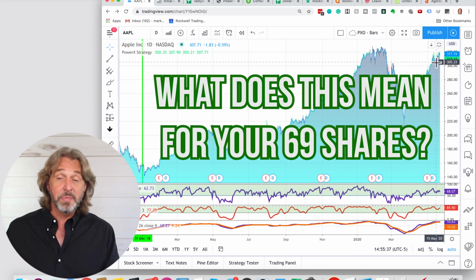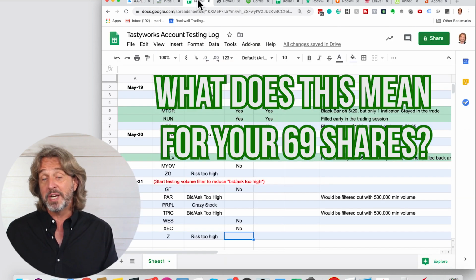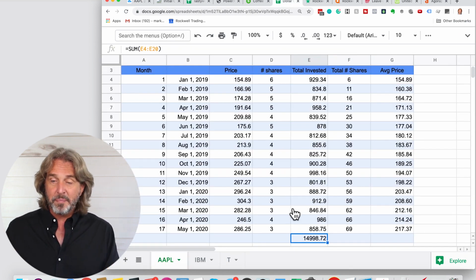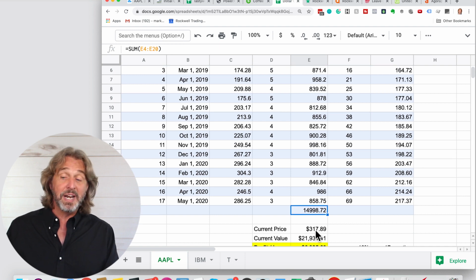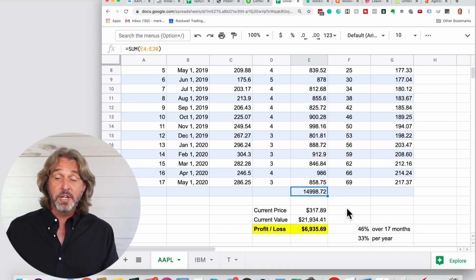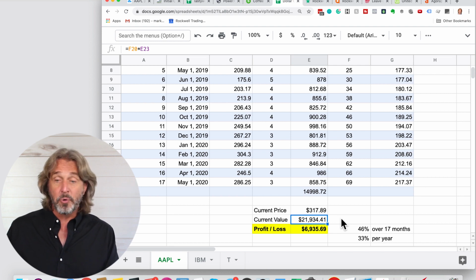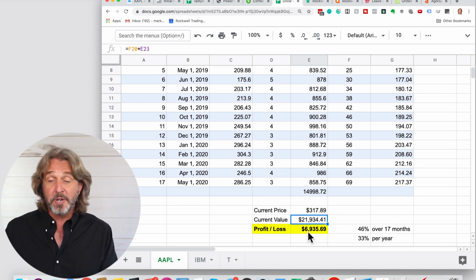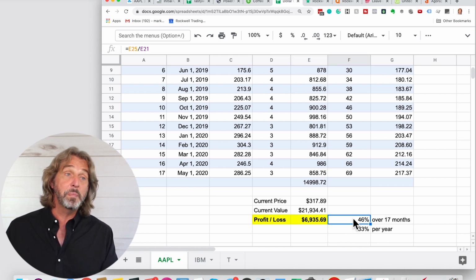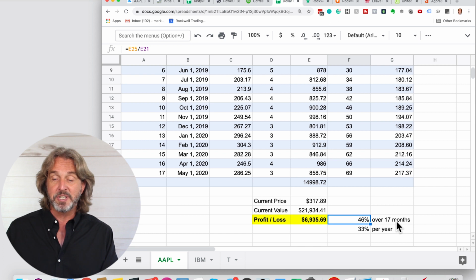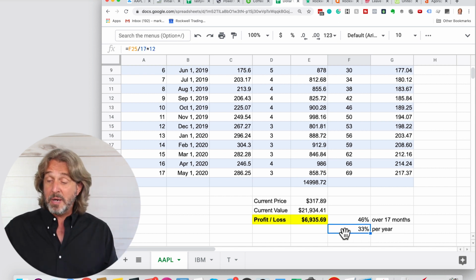So what does this mean for your 69 shares that you would have accumulated over the past 17 months? Well, 69 shares and the current price right now of Apple is $317. So this means the current value of your 69 shares is $21,934, which means that you would have made a profit of around $7,000. So if you express this in percent, it would be a gain of 46% over this past 17 months or 33% per year.